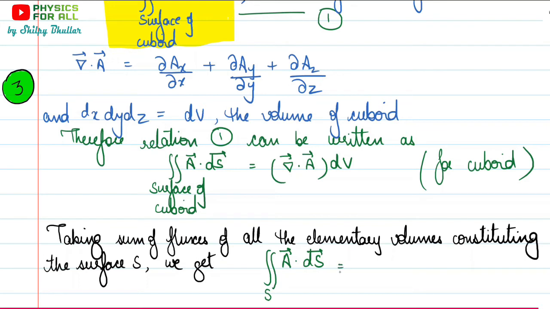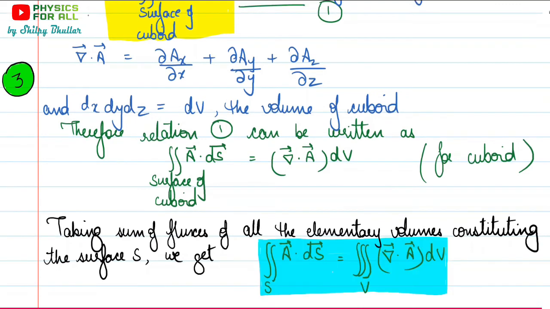And what would happen here? This is for only the cuboid of volume dV, but now we want to find it for the entire volume, so we have to integrate. Since this is dV, that means we have to include the triple integral, and then we would mention here the volume V. So this is the final expression, and this is our Gauss divergence theorem. This is the final answer. So this is the final result.